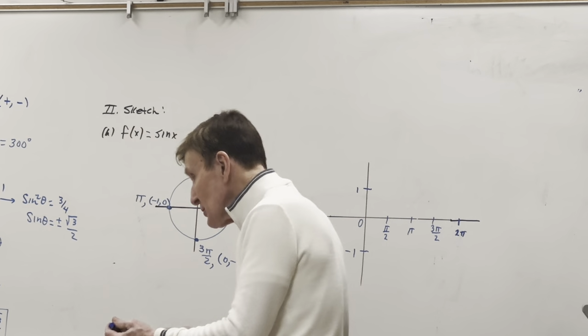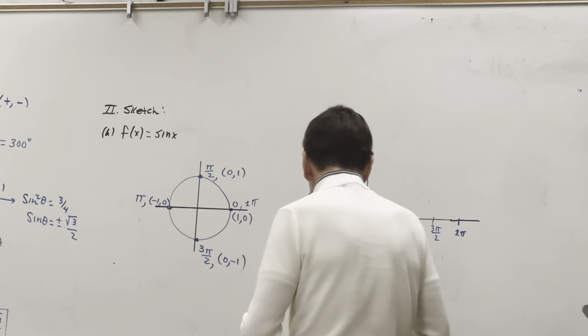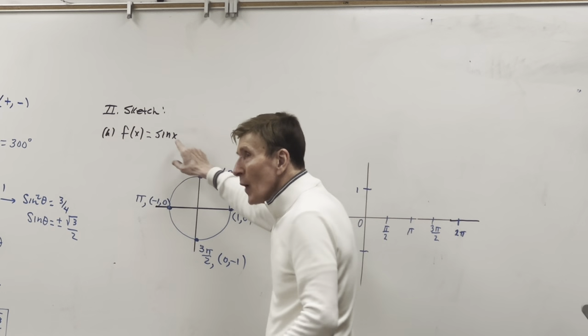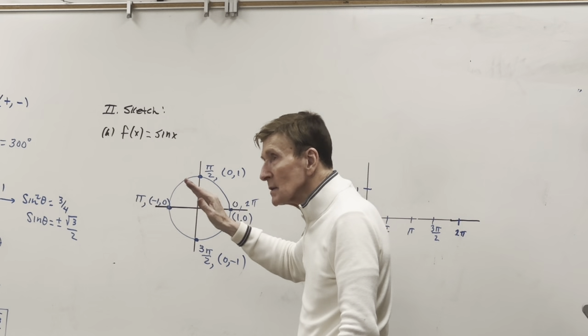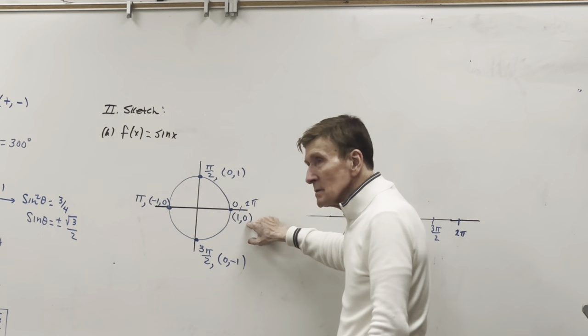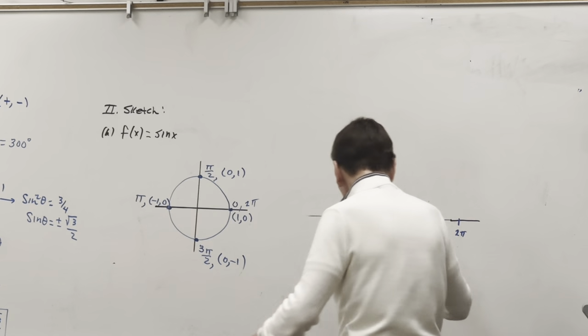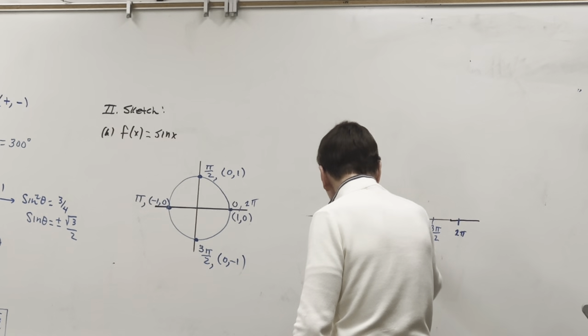Now, what would I like to do, let me see if this marker will work for me, guys. Here goes. We're doing sine. Sine is y. Let's go through this unit circle and look at the y's, just the y coordinates. My first y coordinate is 0. That means at 0, we want to start.